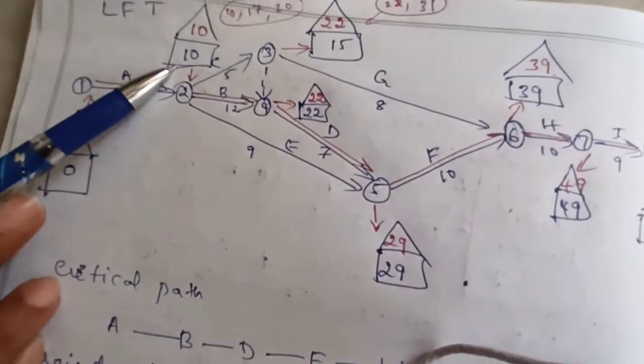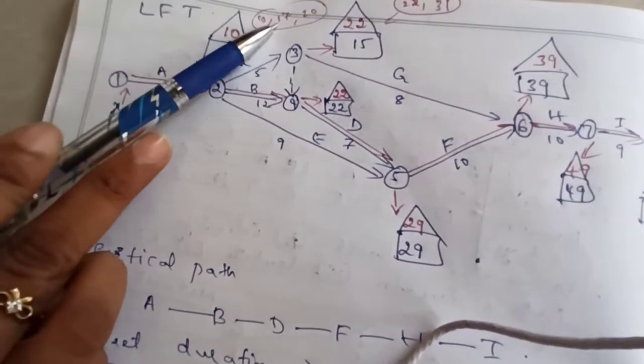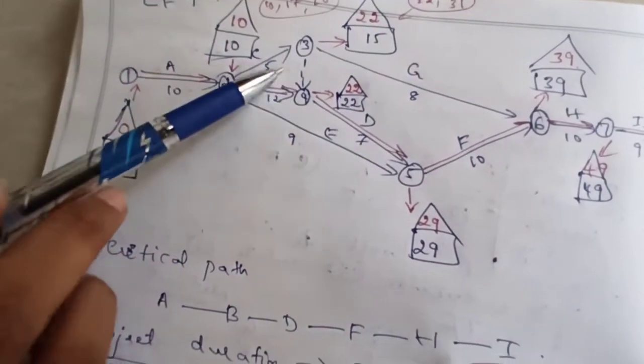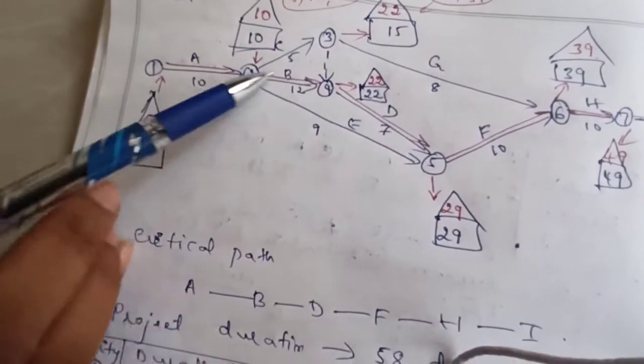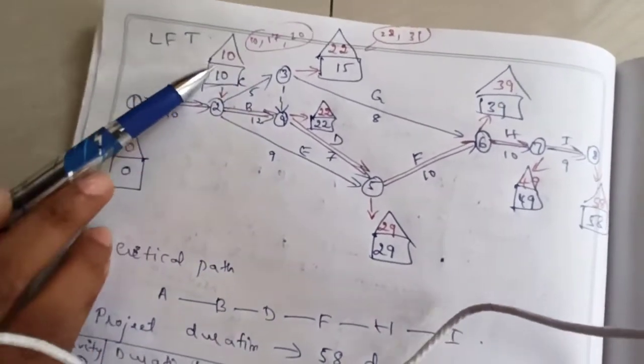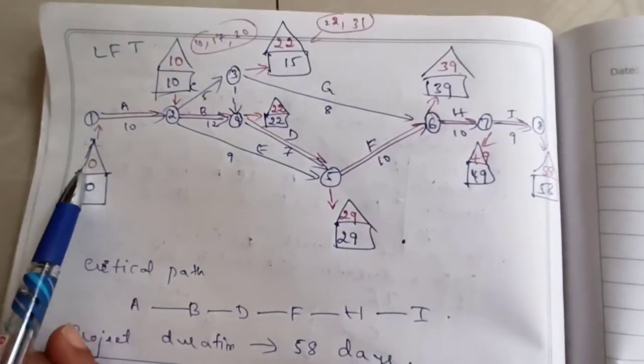22 minus 12, it is 10, or 22 minus 5, 17, or 29 minus 9, 20. So in these three, because there are three ways of coming in the backward direction, three values are there. In that, whichever is minimum, that I have to take, that is 10. Then for the last node, it is 10 minus 10, 0.